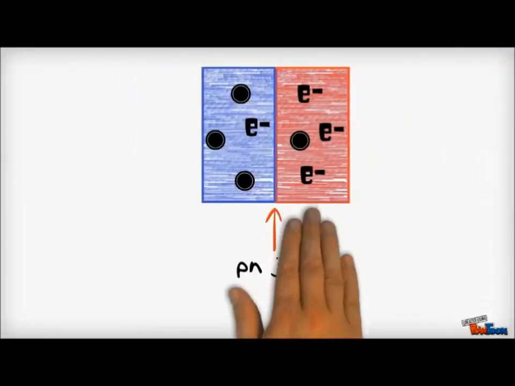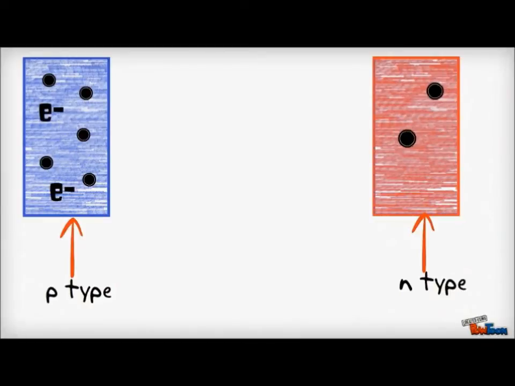Let us talk about p-n junction diodes. It comprises two semiconductors, one the p-type containing an excess number of holes and a few electrons, and the other n-type with an excess number of electrons and a few holes.